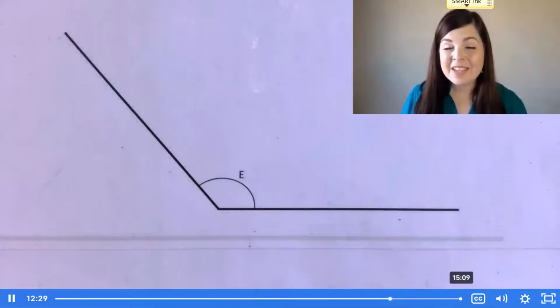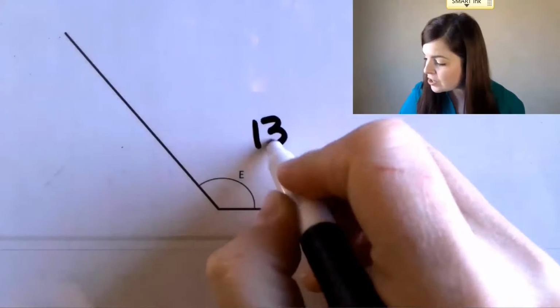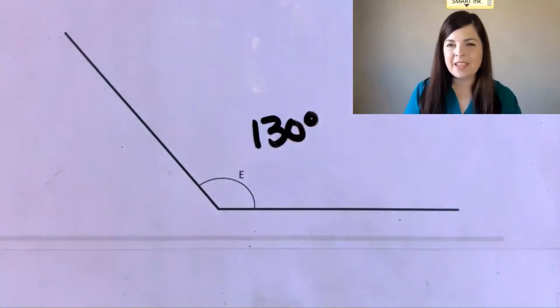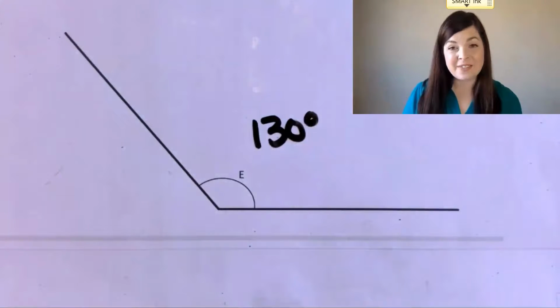Welcome back. So what did you get as the measure of angle E? I measured using all three protractors, and they all showed that angle E measured 130 degrees. So then, what does that tell you about the side lengths of an angle? The side lengths can be any length, and it won't impact the size of the angle.